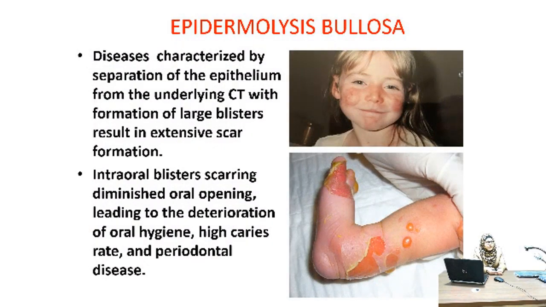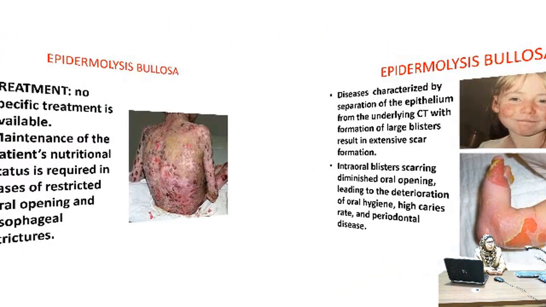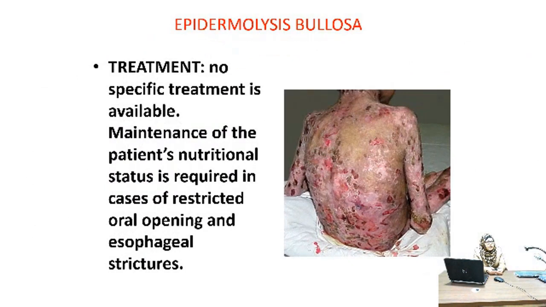Epidermolysis bullosa is another immunological disease characterized by separation of the epithelia from the connective tissue, with the formation of large blisters and extensive scar formation. Intraoral blister scarring diminishes the oral opening, leading to deterioration of oral hygiene, high caries incidence, and periodontal disease. The epidermolysis bullosa treatment is non-specific.